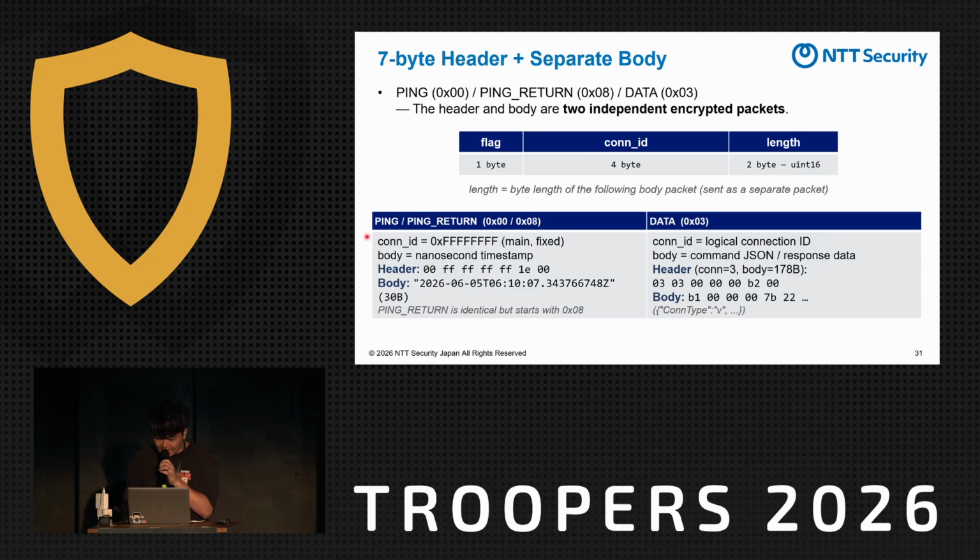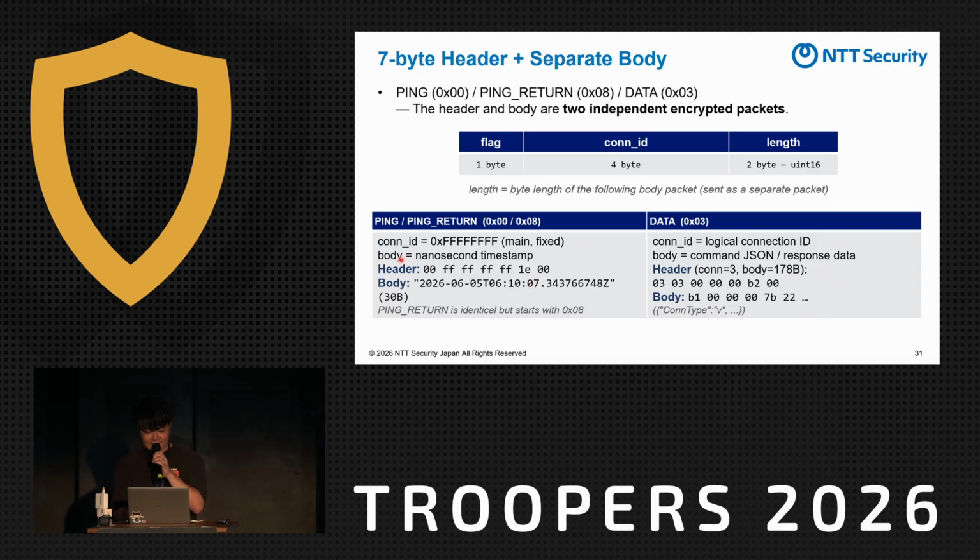For ping and ping returns, the connection ID is 0xFFFFFFFF, so it's a fixed value. And the body is a nanosecond precision timestamp. So in the example, the header is 00 FF FF FF FF, and the body is the timestamp. And this is maybe 30 bytes, so this hexadecimal value is 30 in hex. Ping return is identical except it starts with the 0x08 flag.